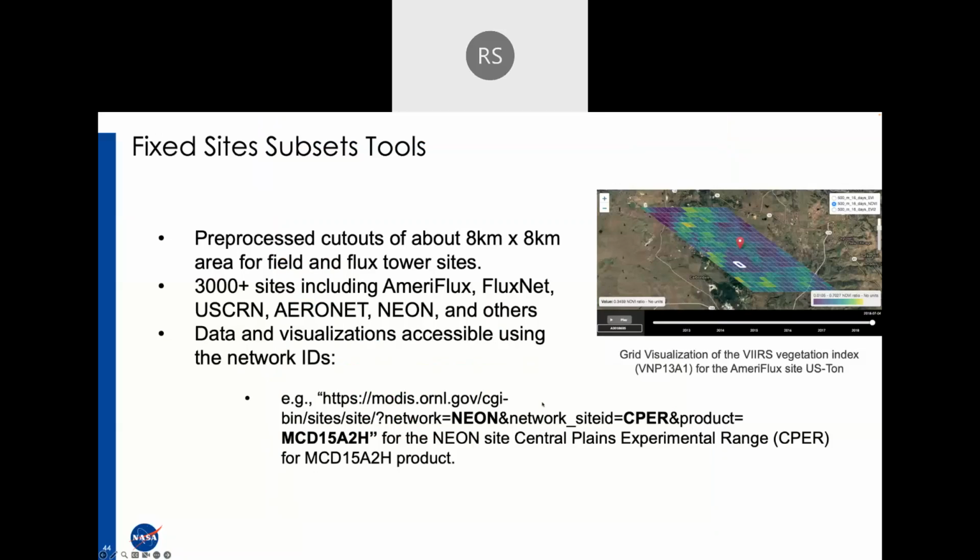Now let's look at the fixed site subset tool. The tool includes pre-processed cutouts of about 8 kilometer by 8 kilometer area for field and flux tower sites. Because they are pre-processed, these fixed site data are instantly available through the web interface or API, and there is no wait period for the order to be processed like you have with the global subset tools. An example URL is provided here to show how to access a fixed site.